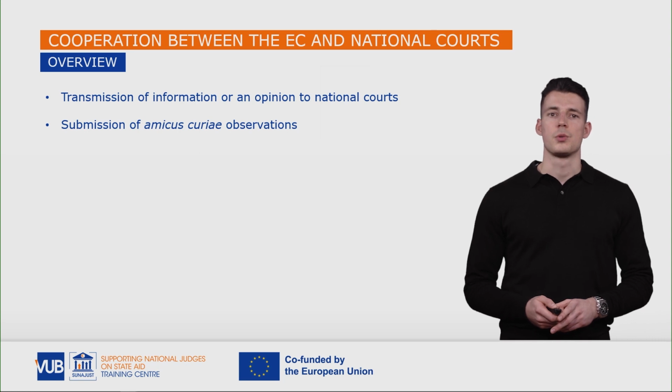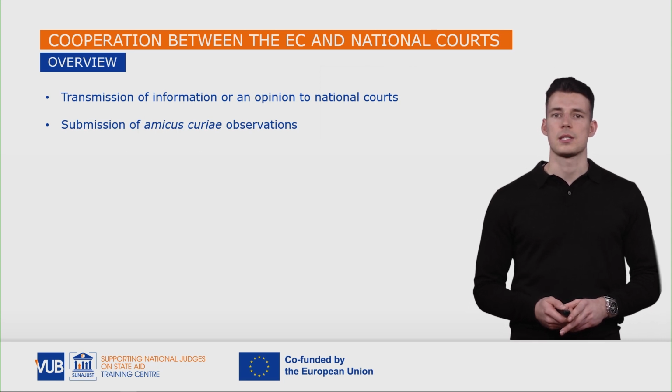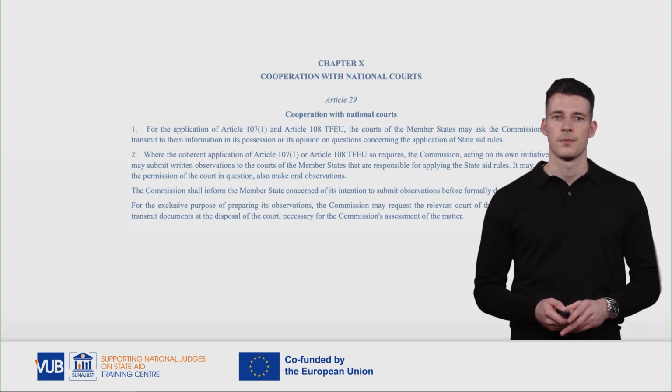We will go over the two ways in which national courts can seek assistance from the European Commission when dealing with state aid cases. The first one is through a request for transmission of information or an opinion to national courts. The second one is at the Commission's initiative through a submission of amicus curiae observations.